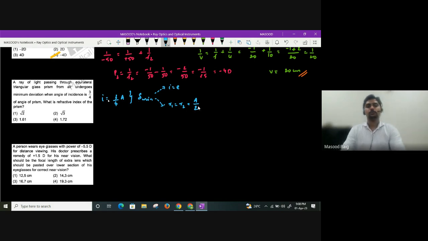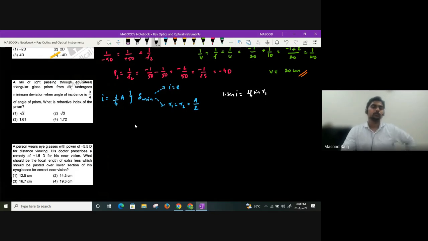They're asking us what would be the angle of the prism. So can I apply Snell's law again? They're asking the refractive index of the prism. So what will I get? Snell's law, because it is traveling from air, I can write 1 into sin i will be equal to mu into sin r1, can I write?